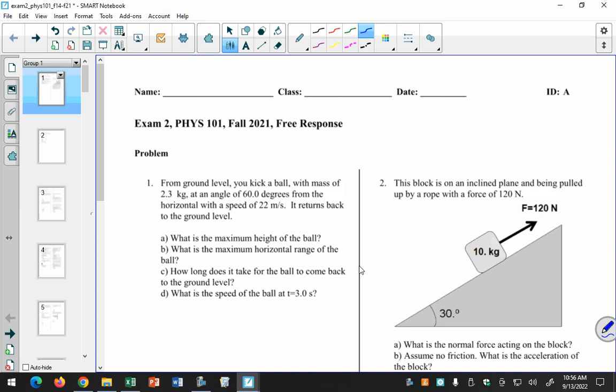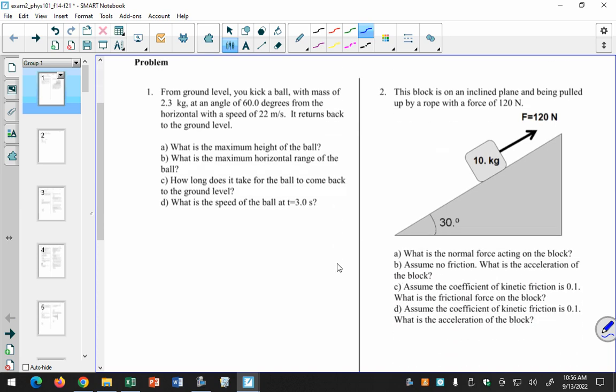Number 1. So first of all, the mass is given. Don't need the mass. Doesn't matter if it's 2 kilograms, 20 kilograms. It doesn't really matter. This one is really similar to the one we just did. The first thing we want to do is find t top.